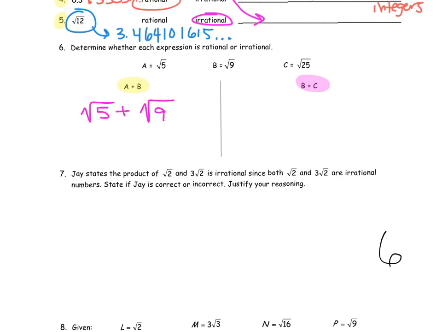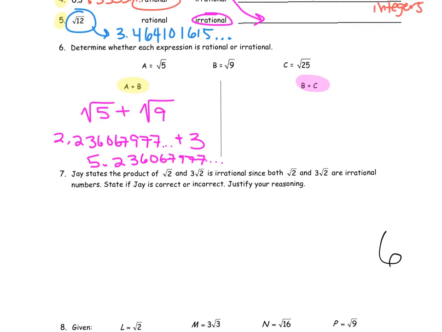Square root of 5, not so nice of a number. I end up getting something like 2.23606797, plus 3. So now if I were to add those numbers together, I get 5.23606797, and it keeps going on.